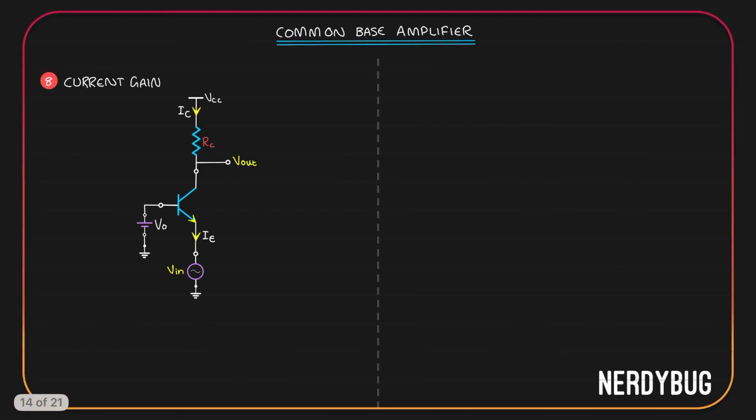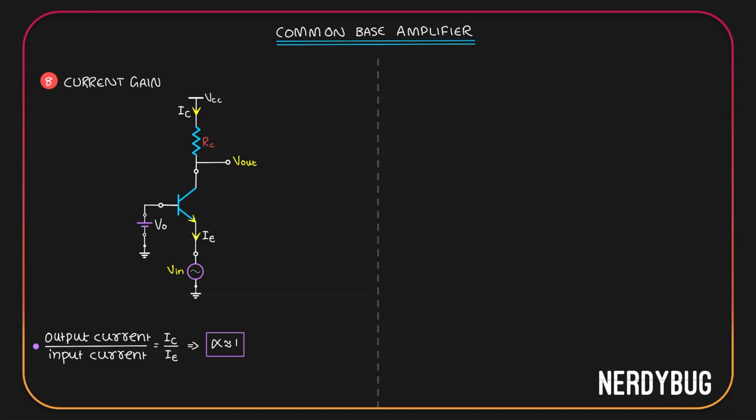Let us move on to the current gain of a common base amplifier. Current gain is the ratio of the output current to the input current. Here, output is taken at the collector and input is given at the emitter. So, output current is the collector current, input current is the emitter current. So, current gain is IC divided by IE. We call this alpha. We know IC is approximately equal to IE. So IC by IE will be approximately 1.